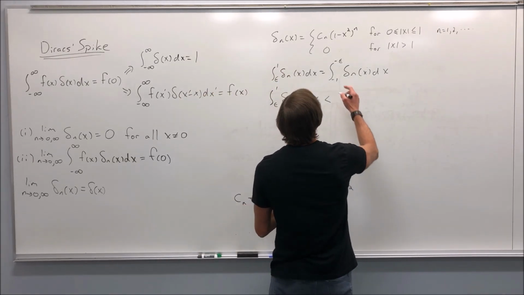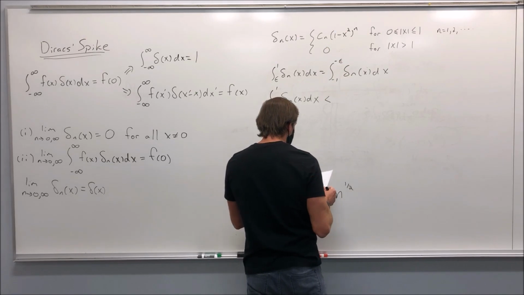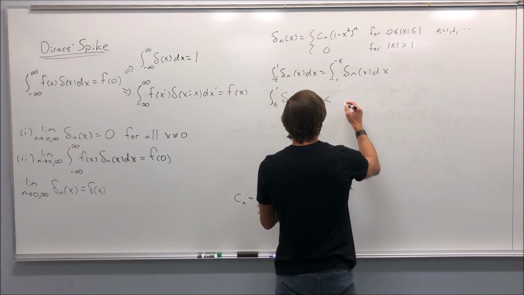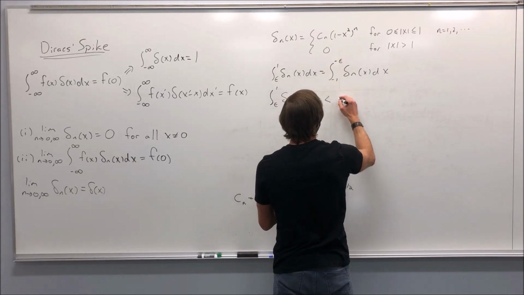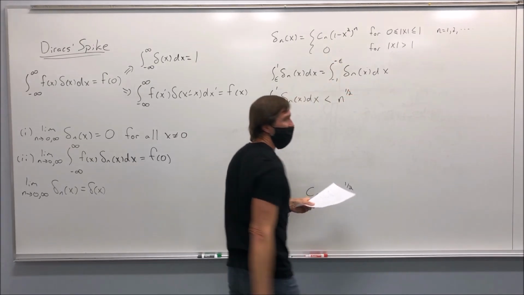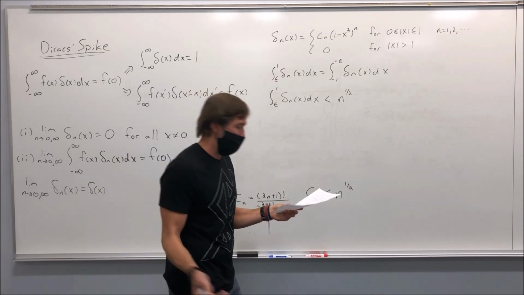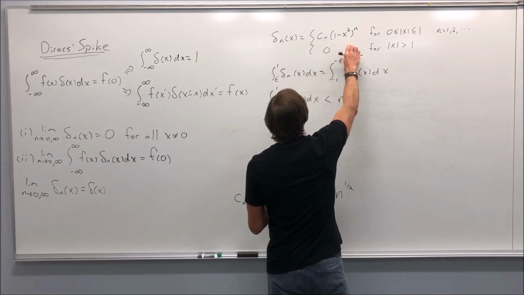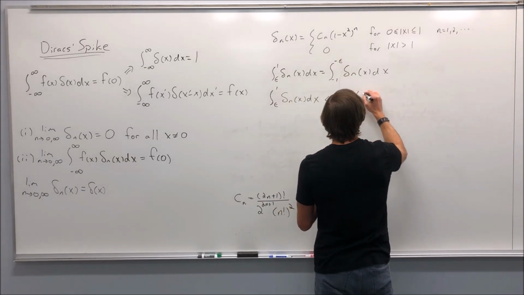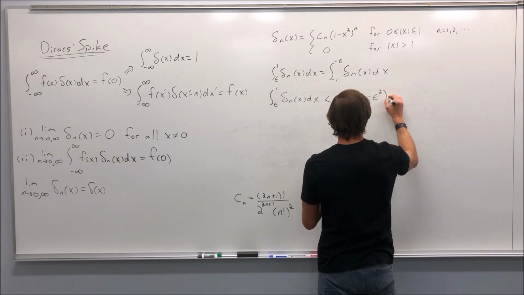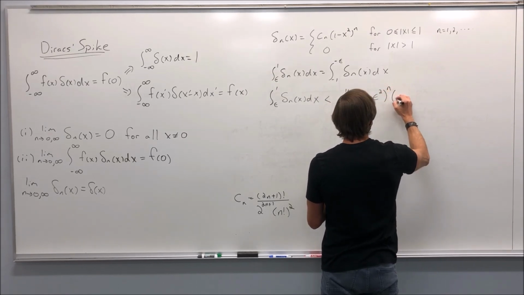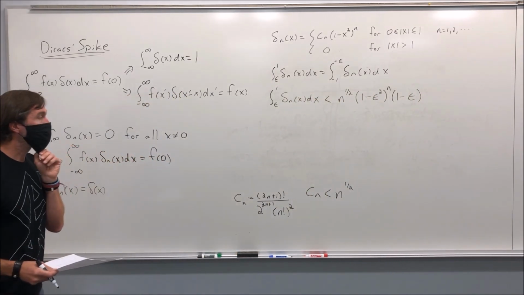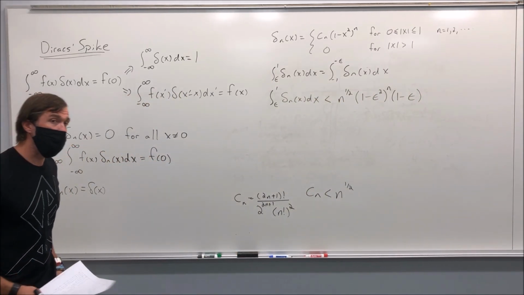Okay, so if we're going to use the top one, then this thing is going to be less than Cn, but Cn is less than n to the 1/2. So let's just replace Cn with n to the 1/2. And then I need to do the integral of this, but I'm going to cheat a little bit, and say this is 1 minus epsilon squared to the n times 1 minus epsilon. Okay? Seems pretty reasonable, doesn't it?